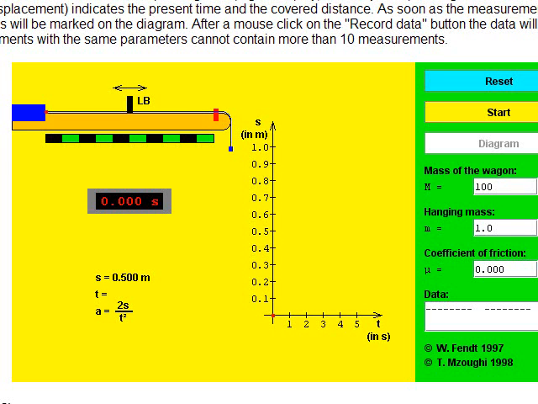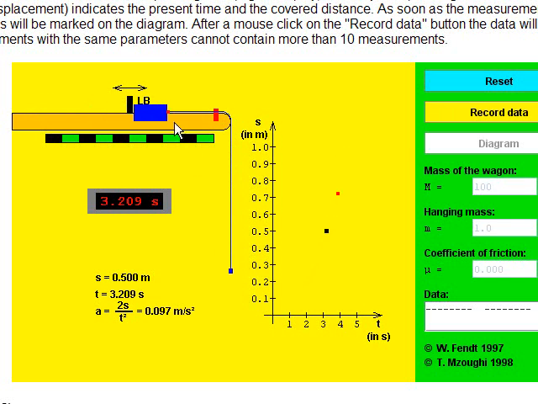This is a recording for the airtrack portion of this lab on forces, and this is how it works. There's an airtrack here with a wagon or a bob on top, and then there is a string, and technically this is a pulley, and then there is a mass hanging here. So when you start it, that mass will accelerate itself and the bob, pulling it along.